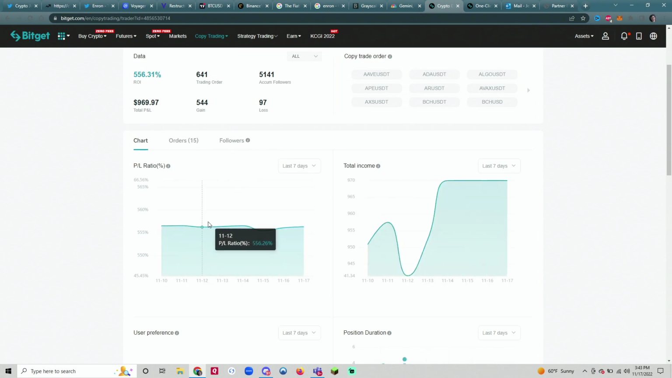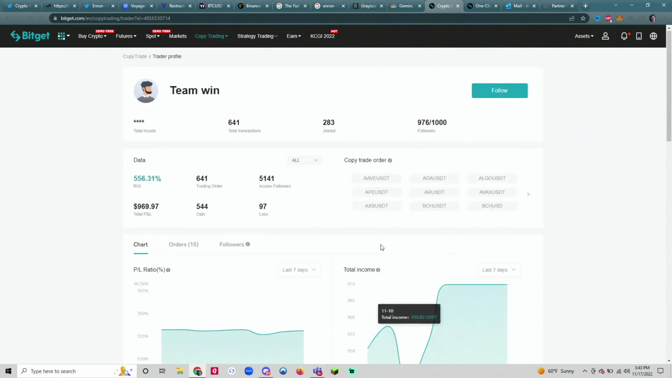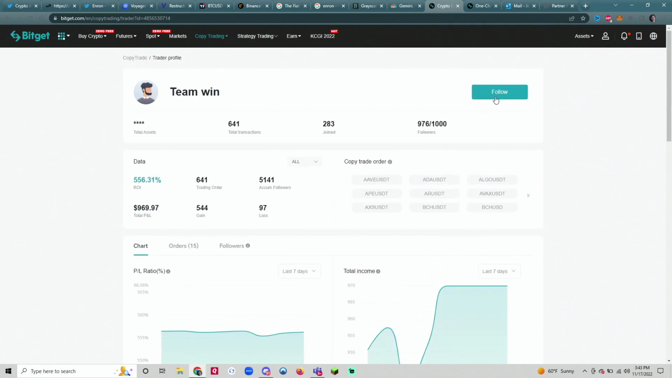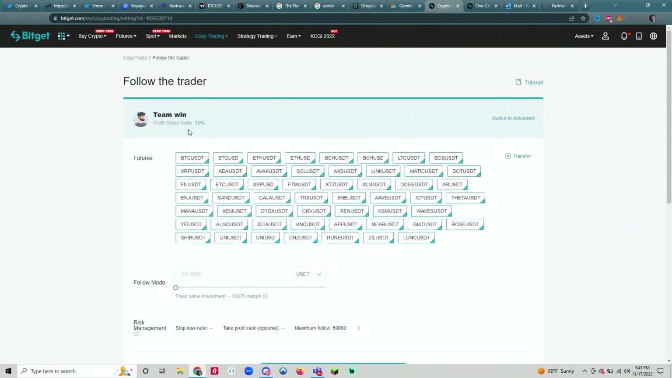And if you come over here, you can see the profit and loss ratio moving around. It's pretty great. And you can follow them right here by coming up. You can see their trading volume down here, for example. But you can come up here and follow them. And you want to go around and look to see the trader. Every trade, I mean, these are different people that are trading on the platform.